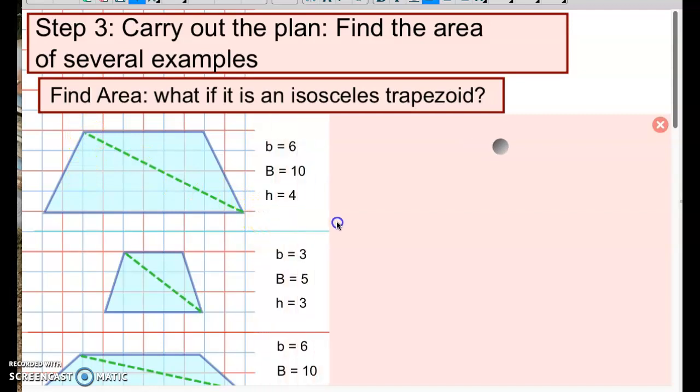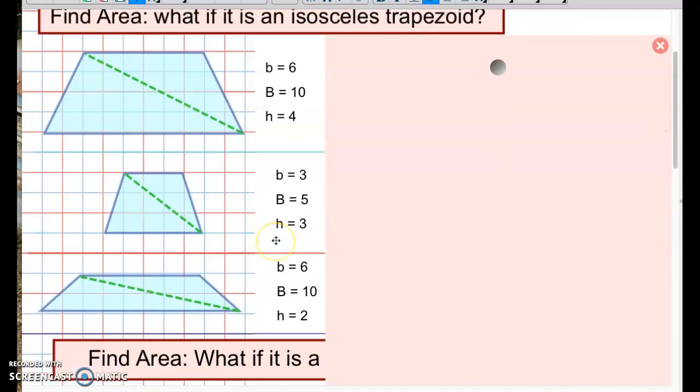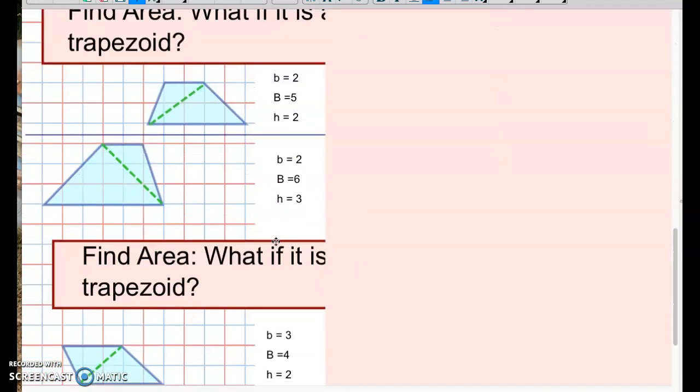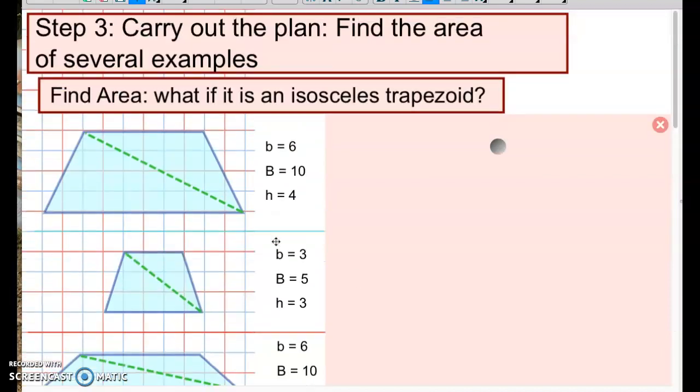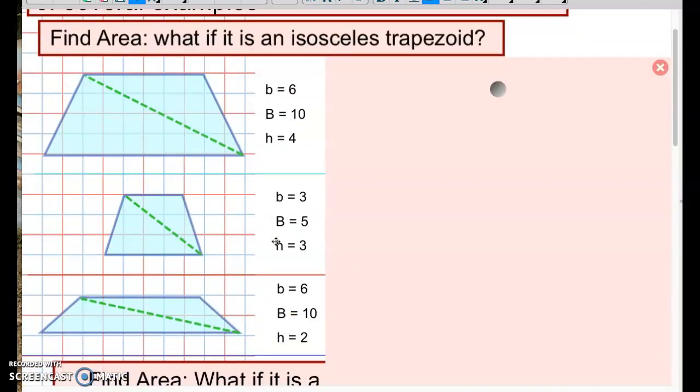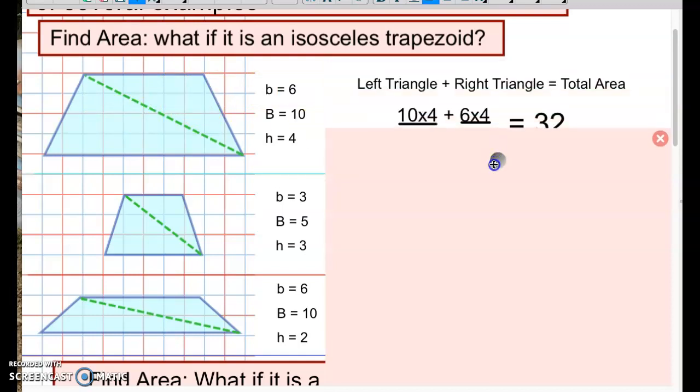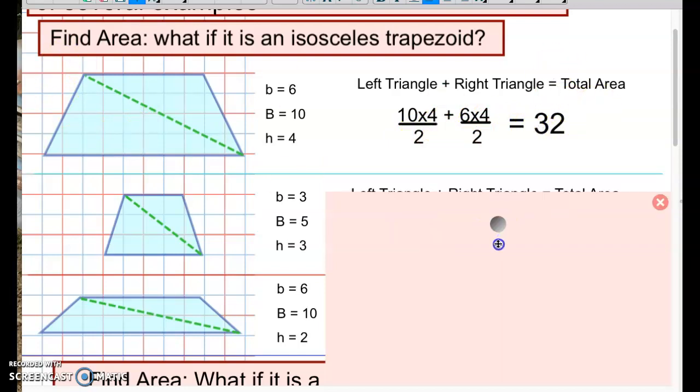So I have done this already for all of my trapezoids that we will be calculating the area of. And so I would give my students many different trapezoids to make sure that they understand their process and understand how it's going to work here. And then we work out the areas by finding the area of the left triangle and the right triangle and adding them up. So you can see here we have base times height divided by 2 plus base times height divided by 2. The area of this one here is 32. And so on and so forth.